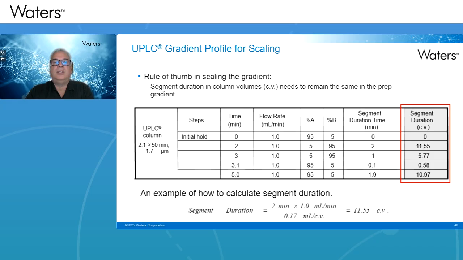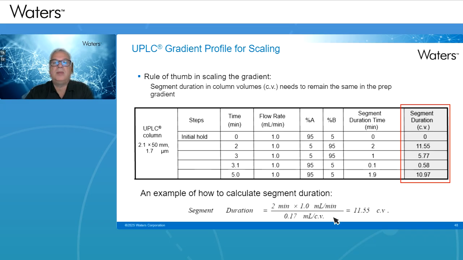So in my table, I will add that 0.83. Now I'm looking at the gradient table that I was using on the UPLC column. And for each of the gradient steps, I will look at the duration of my segment. So it's 2 minutes. I was running at 1 mL per minute. So I use 2 mL in that segment, and I divide by my column volume.